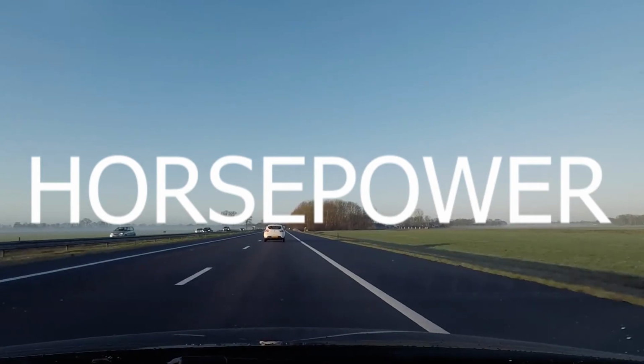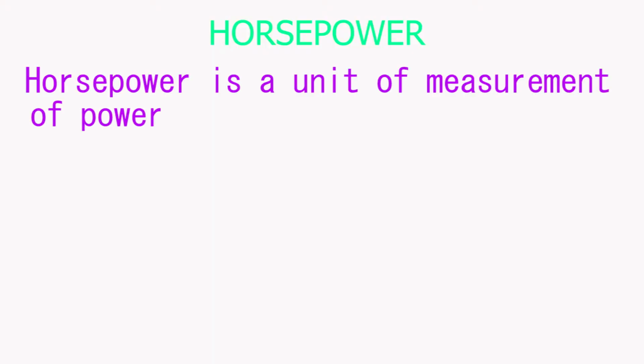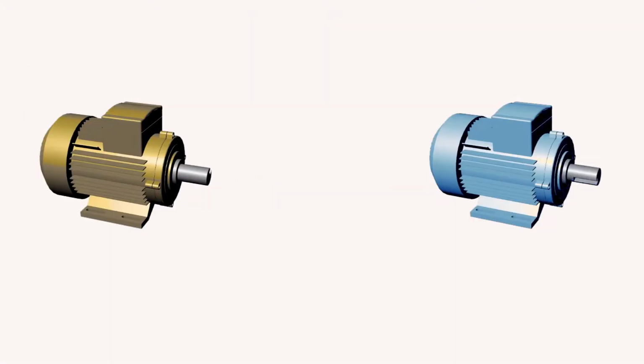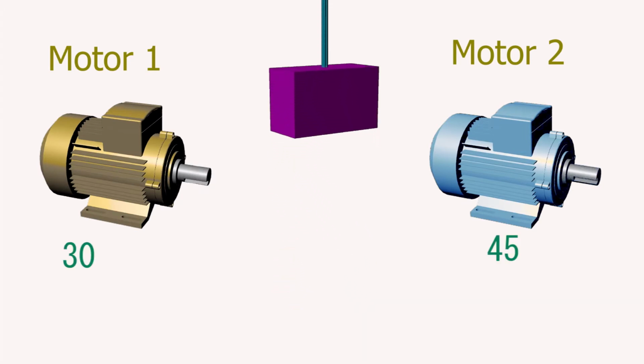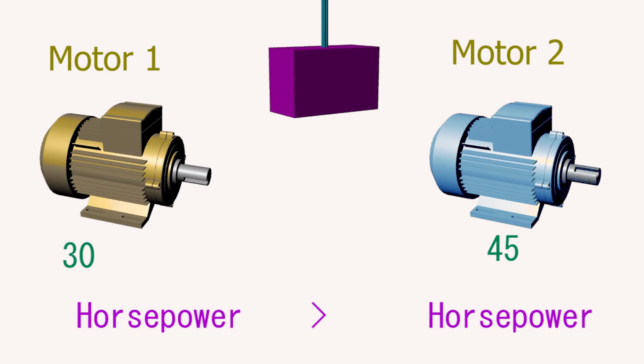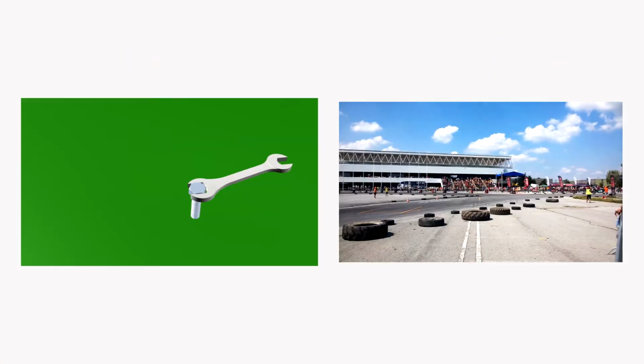Horsepower. Horsepower is a unit of measurement of power. P is equal to work done over time. Consider two motors lifting 50 kg of weight through a distance of 10 meters. Motor 1 takes 30 seconds and motor 2 takes 45 seconds. So, motor 1 has more horsepower than motor 2.